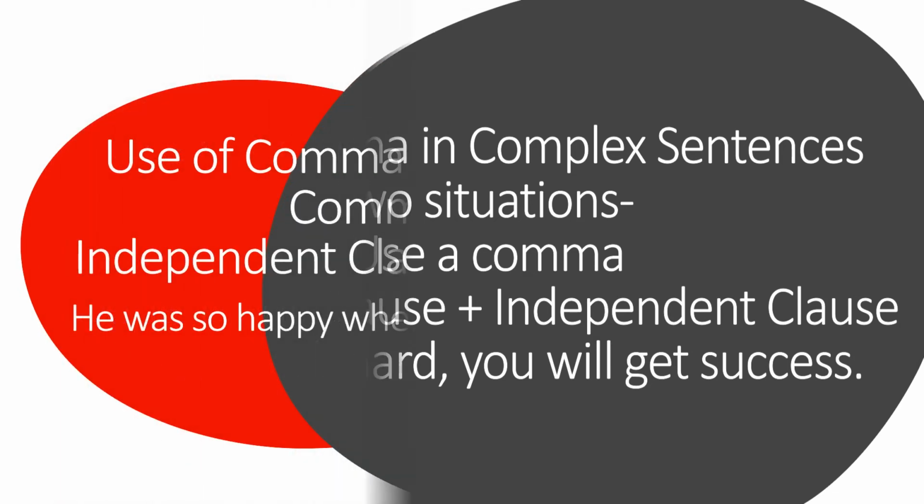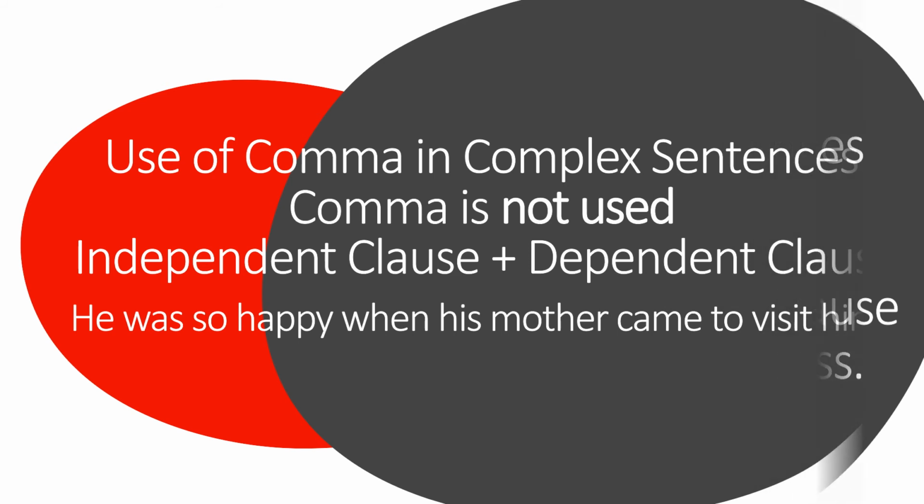But if this order is reversed, if we have first the independent clause and then we have the dependent clause in the sentence, in that case, we do not use comma to connect these 2 clauses in that sentence. For example, he was so happy when his mother came to visit him. In this sentence, we will not use a comma to connect these 2 clauses because the first clause, he was so happy, is the independent clause, and the second, when his mother came to visit him, is the dependent clause. As the order in this sentence is reversed, first independent clause and then the dependent clause, you don't use a comma.